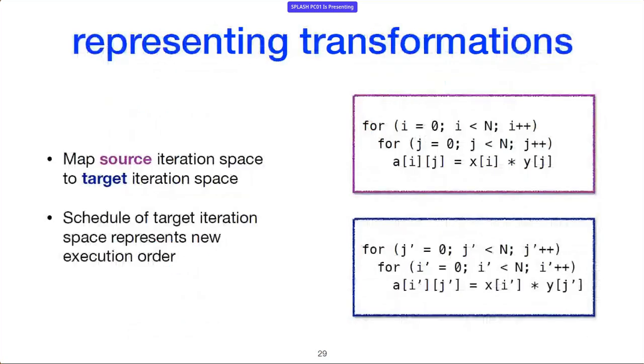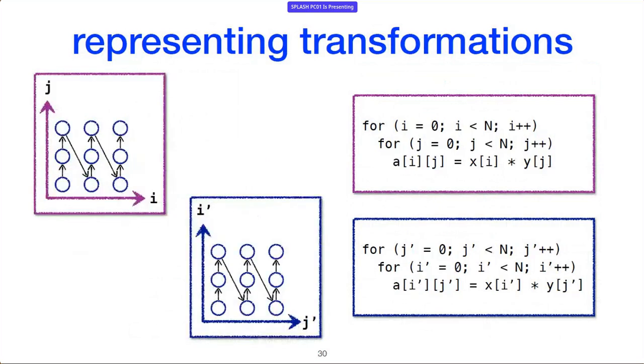So how do we do transformations? Once we have these iteration spaces, that's not good enough. We actually need to know what happens when we do things like loop interchange. And so the way to think about transformations is you're mapping one iteration space to another iteration space. Every bubble in one iteration space maps to a bubble in a different iteration space.